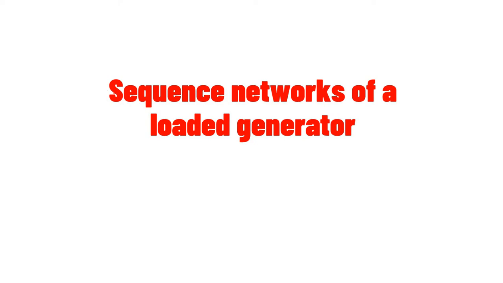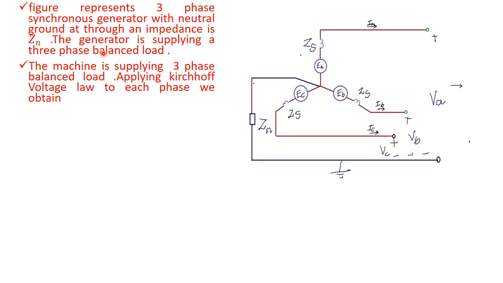In this video, I am going to explain sequence networks of a loaded generator. The figure represents a three-phase synchronous generator with neutral grounded through an impedance Zn. The generator is supplying a three-phase balanced load.